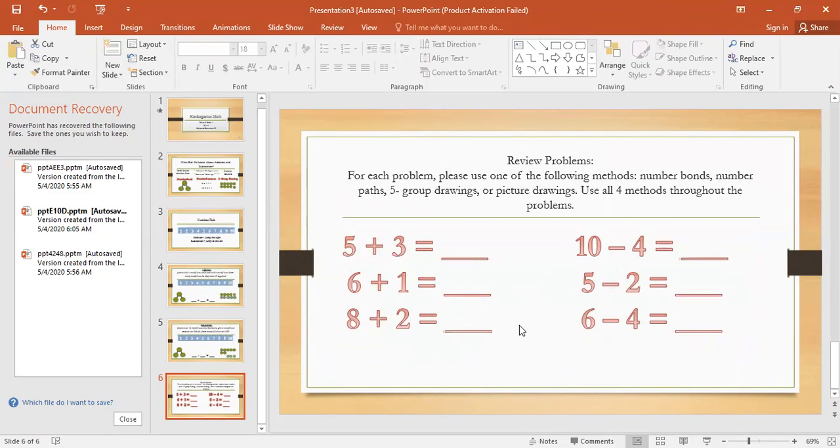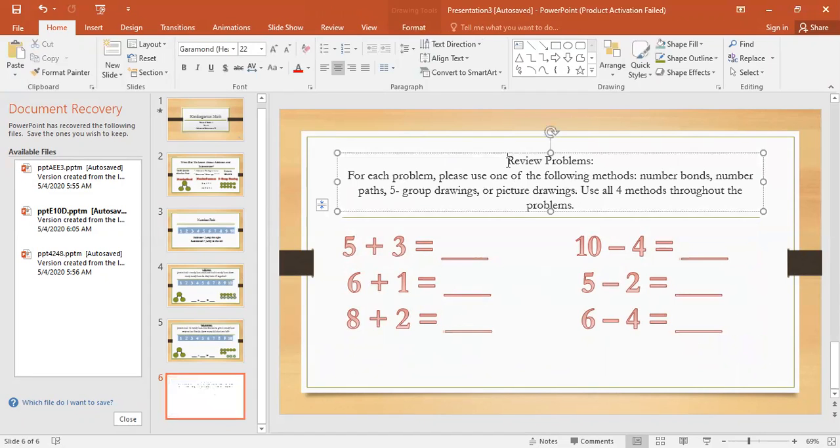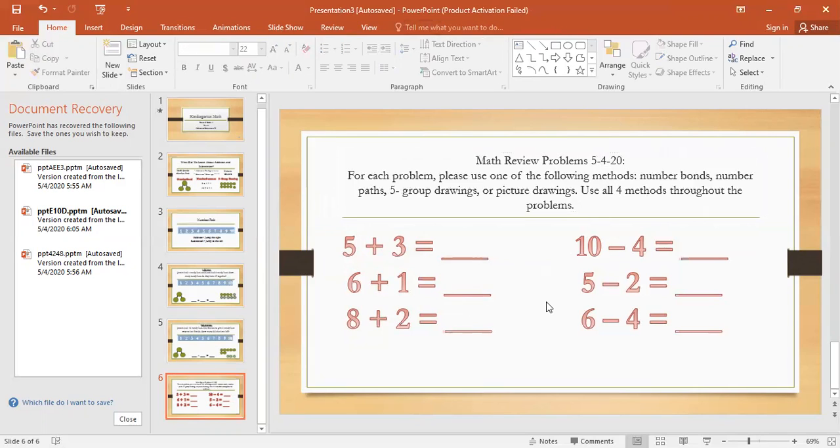What I would like you to do is complete in your composition book these 6 problems. So right now you can open up your composition book, go to a brand new page, and you will write math review problems with the date today. The date is 5-4-20. This is new from last week because we have a new month. We're in the month of May. So at the top of the paper, you'll write math review problems with the date 5-4-20.